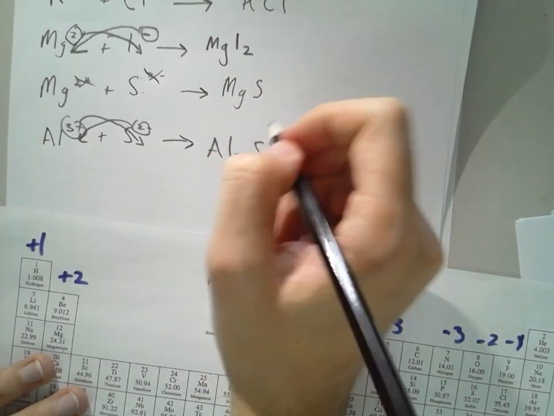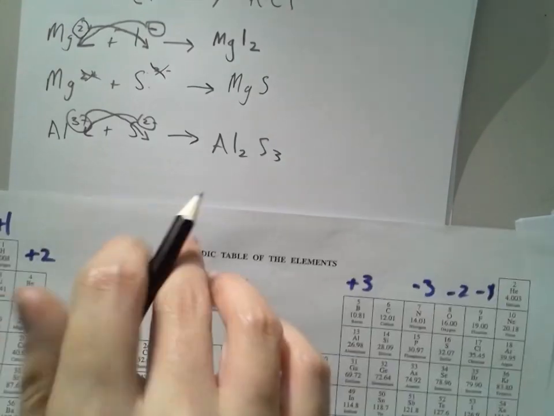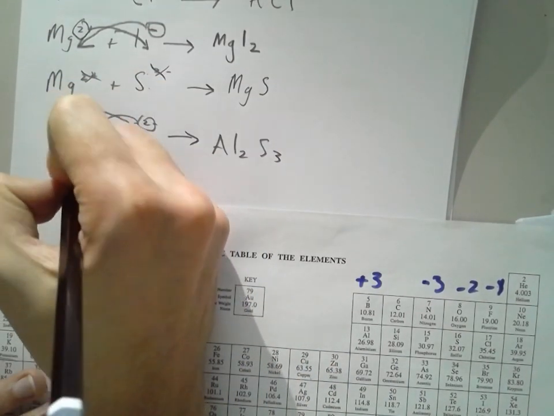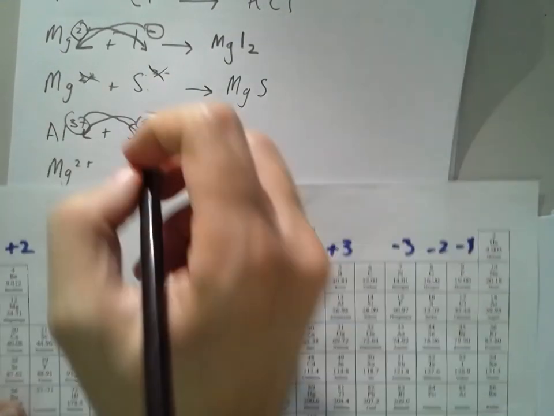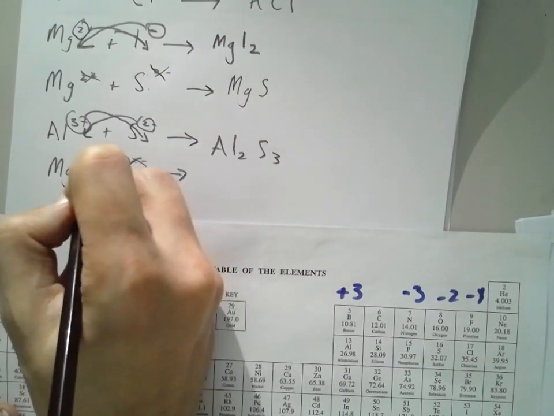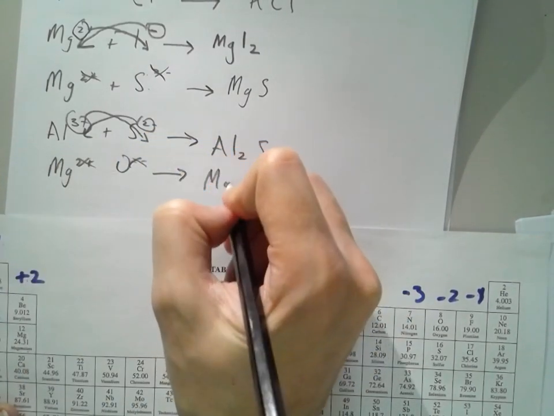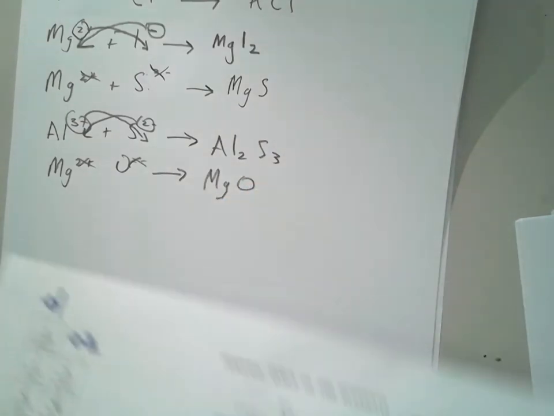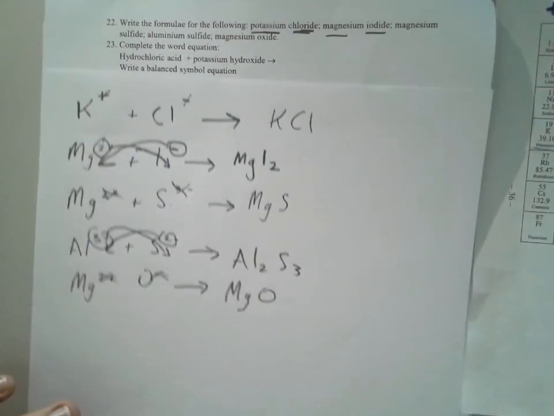Al2S3. And the last one there is magnesium 2 plus, we've already found it, plus oxygen, which is O2 minus. They cancel each other out because it's the same number, and it's MgO. And that is the answer to question number 22.